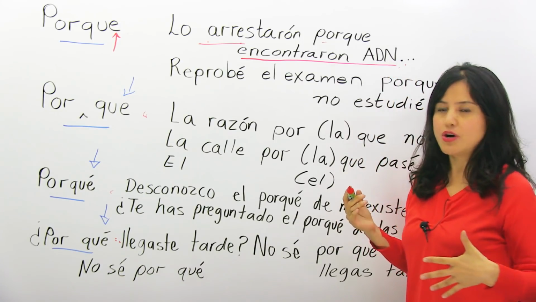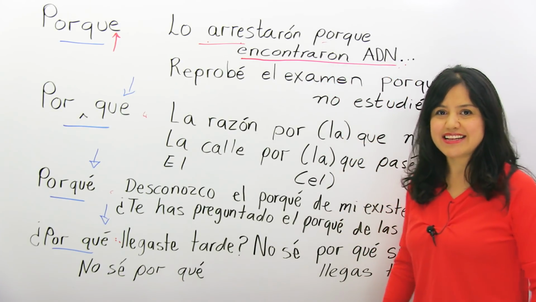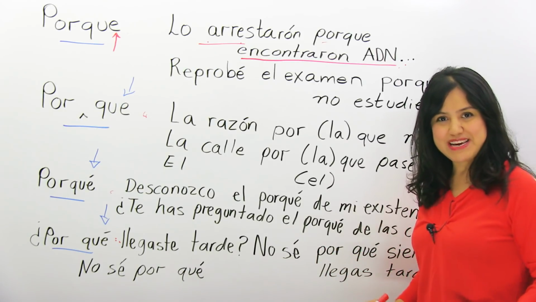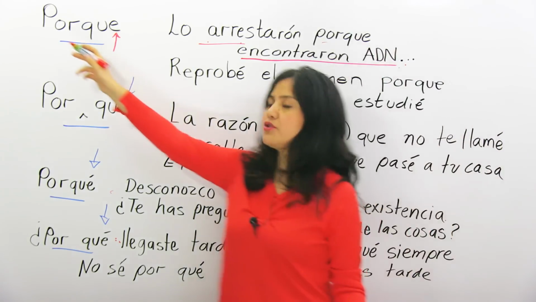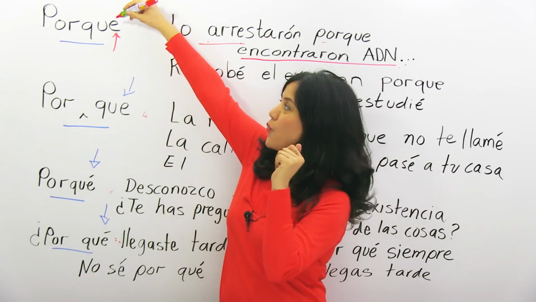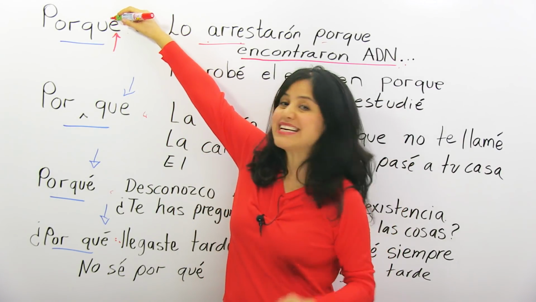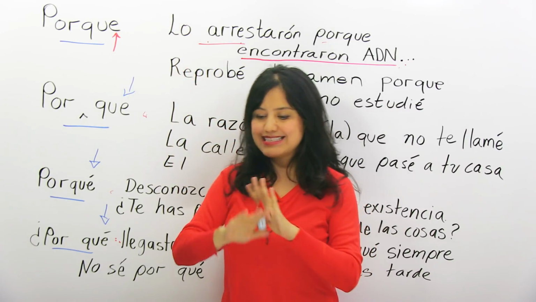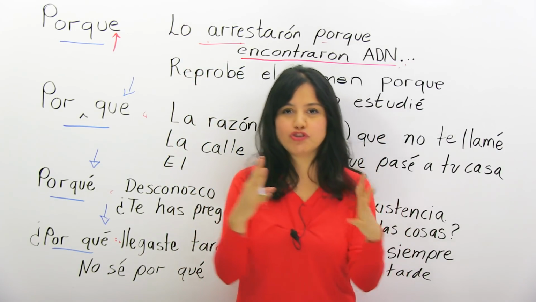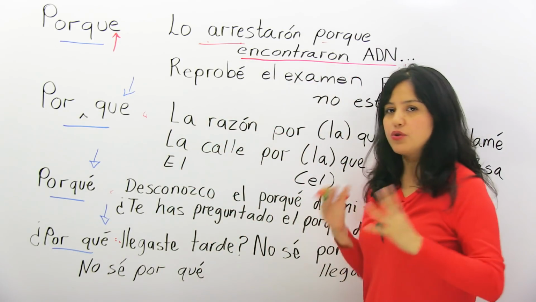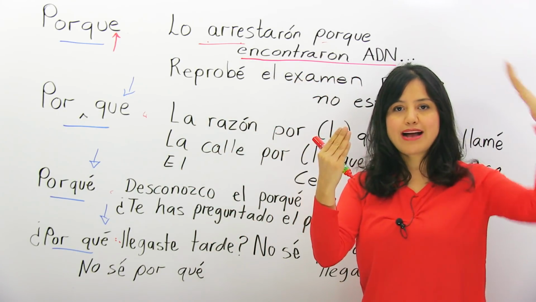Because I ate too much chocolate. Because they found his DNA. Lo arrestaron. Muy bien. So you have an effect and cause. And that's when you want to use it together, sin el acento. Sin el acento y junto. Recuerda, sin el acento y junto, efecto, causa.